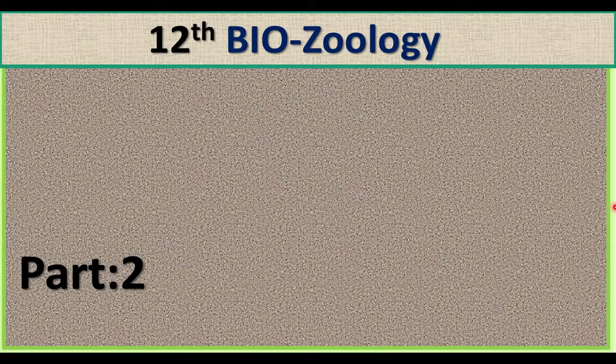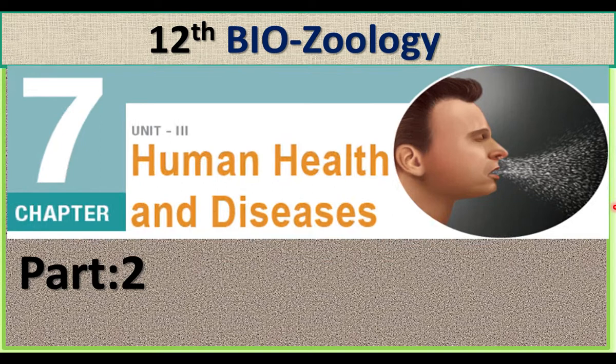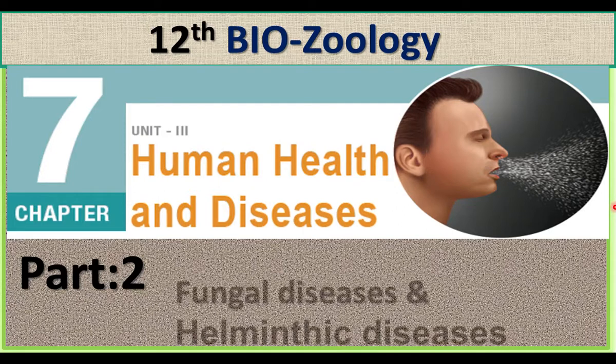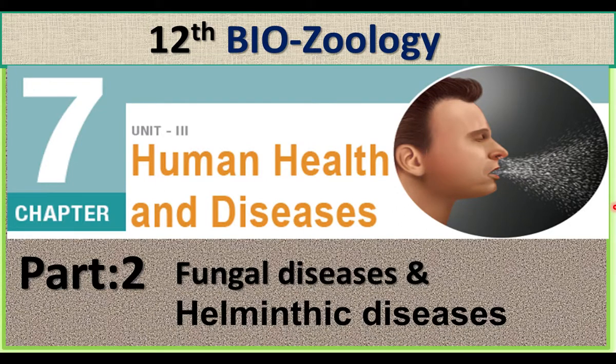12th Bio-Zoology. Chapter 7, Human Health and Diseases. In this part, we shall learn two types of diseases: fungal diseases and helminthic diseases. Fungal diseases are caused by fungi. Helminthic diseases are caused by worms.